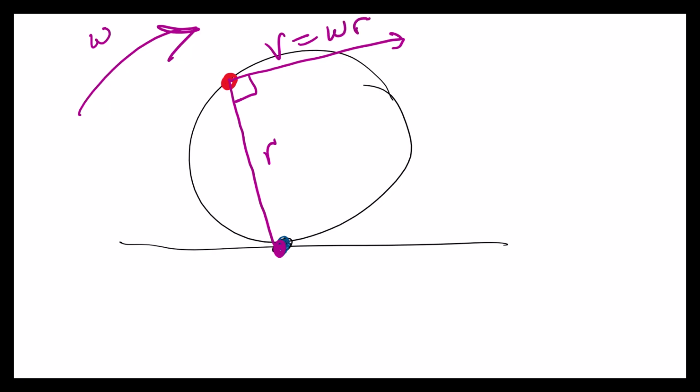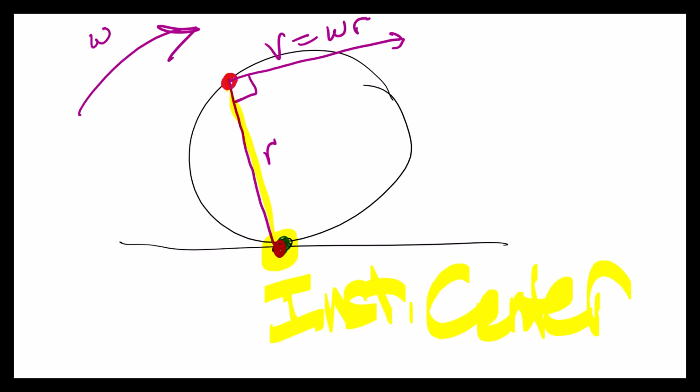The only thing is this line has to go to the point of instantaneous, the word I can't spell, center, basically the part that it's rolling on. And then this has to be at a right angle. That gives you the direction, and that helps make sure you have the right r. So whenever we say r, it's not r of the circle, it's r of whatever it's rotating around.